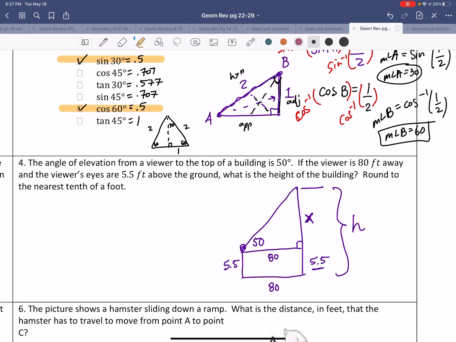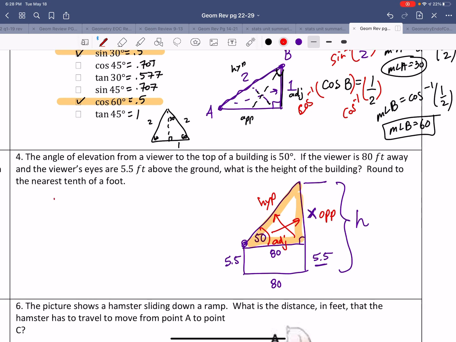Okay, so I see I have a right triangle, and I'm going to label the sides in relation to this reference angle. This would be opposite. I don't have anything for the hypotenuse, and the adjacent is 80. So I need the tangent function. The tangent of 50 is opposite over adjacent.